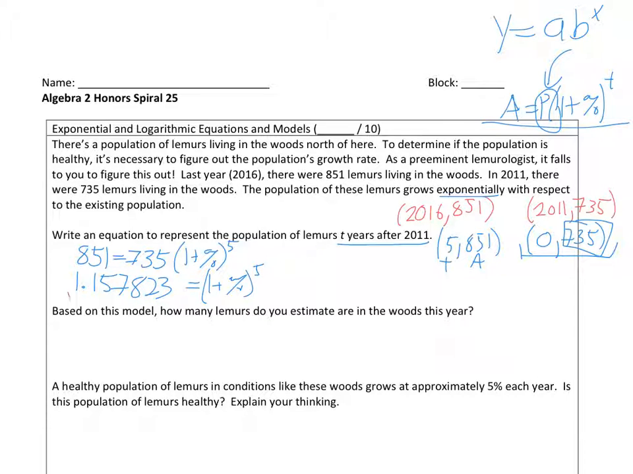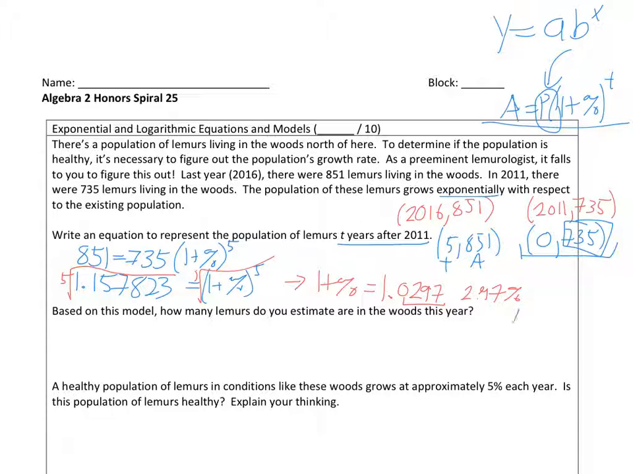To get rid of that 5th power, I'm going to take the 5th root of both sides. And in doing that, 1.157823 to the 5th root, or the 0.2 power, we have 1 plus our percent rate is equal to 1.0297. Okay, so that's looking at 2.97%.